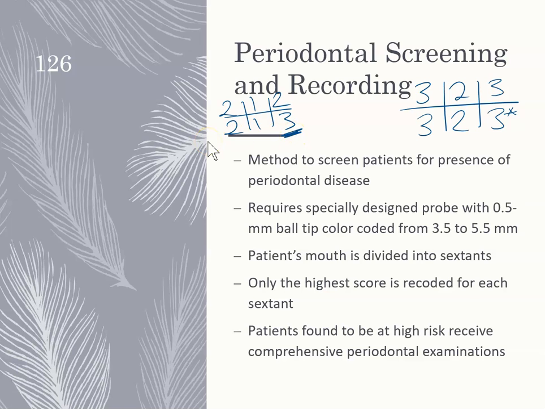But if you have a PSR that looks like 4, and let's say 2, 2, 2, 2, 2, so everything else is not bad, but the 4 is really bad. Anytime you get a 4, you've got to reprobe the entire mouth. So anytime you have two 3s or a 4, you've got to reprobe the entire mouth. But if you only have one 3, you just have to reprobe that sextant. Remember, the highest score is recorded for each sextant.